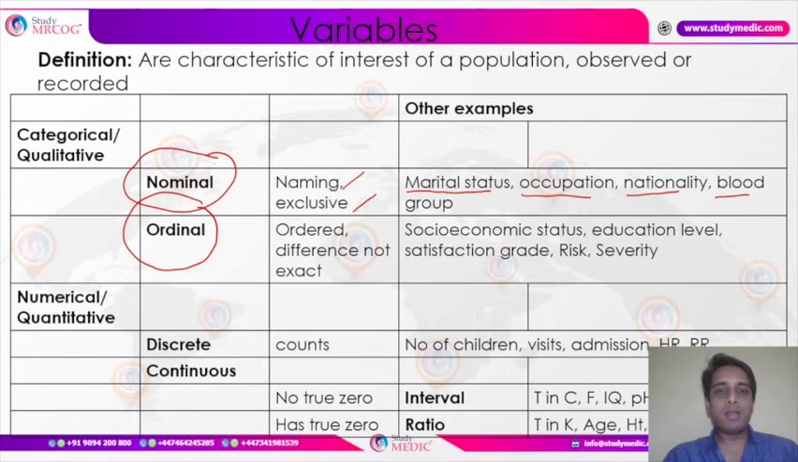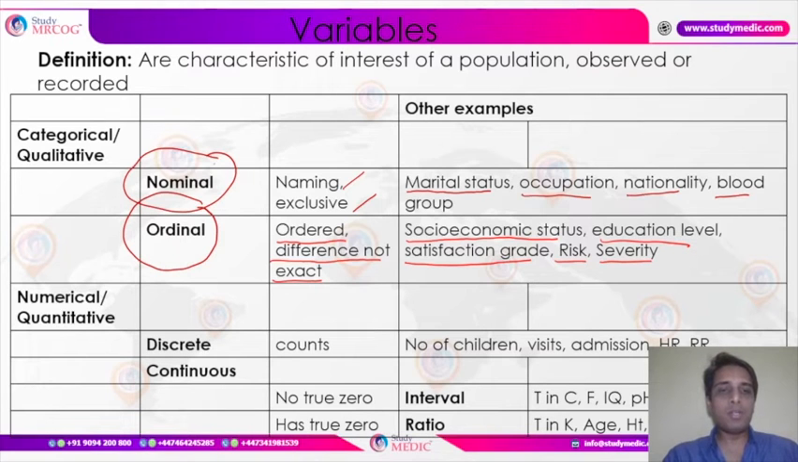Ordinal variables are always ordered. The difference, however, between the order, grade or scale is not exact. For example, socioeconomic status, education level, grade of satisfaction, risk status, or severity.